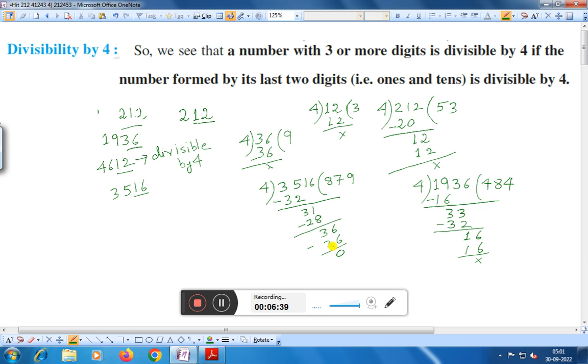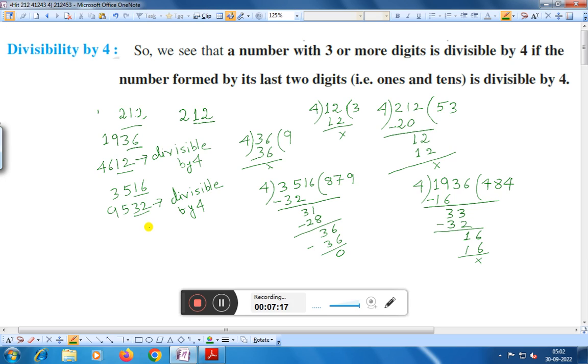In the same way, we can take another example like 9532. The last two digits are 32, and 32 is divisible by 4. Therefore, 9532 is also divisible by 4.